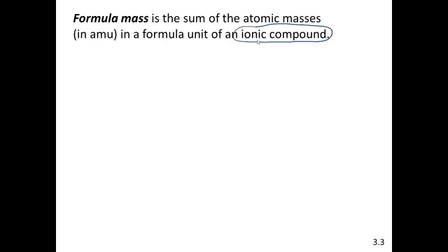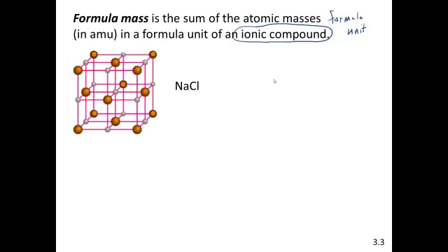Likewise, formula mass is the sum of the atomic masses in a formula unit of an ionic compound. Covalent compounds are made up of molecules; ionic compounds are made up of formula units, which is just the smallest entity of an ionic compound. They're big crystal lattices. Here's one right here, sodium chloride. We'll never find a single sodium with a single chlorine. Instead we'll find billions and billions of sodiums with billions and billions of chlorines, but they'll always be in a 1-to-1 ratio.